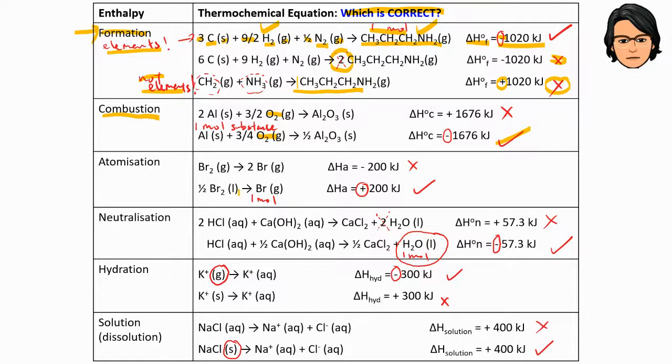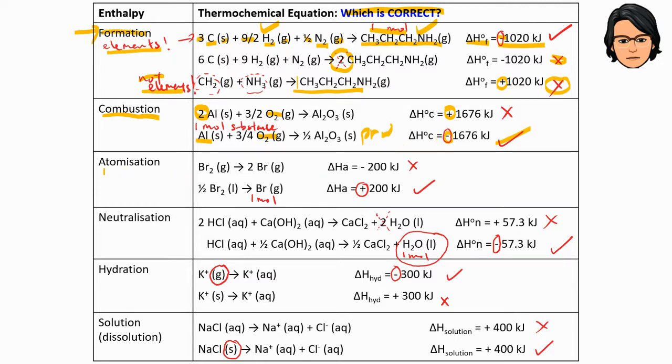So we look at the second equation. This is the substance that is burned in excess oxygen. So we have 1 mole of aluminium. And then the sign is negative, heat release, so it is correct. The first one is wrong because the substance is 2 mole, not 1 mole. And then the sign is positive, absorb energy, so it is wrong.